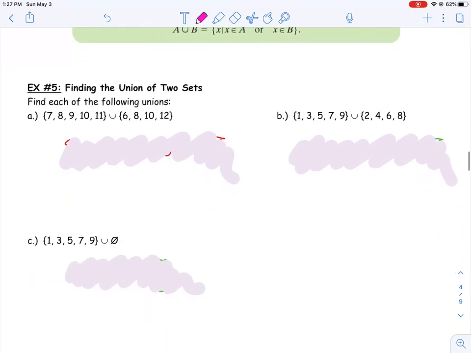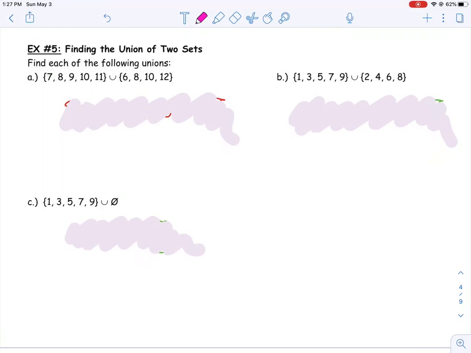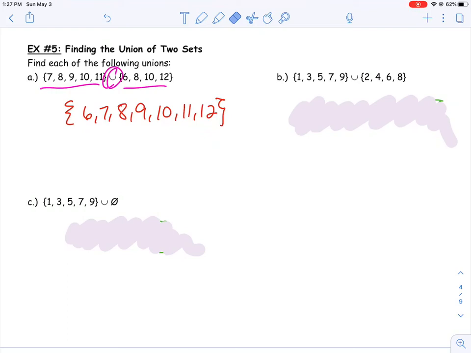Let's do an example of that. So example number 5 says find each of the following unions. We have a set that contains elements 7, 8, 9, 10, 11. We have the set that contains elements 6, 8, 10, and 12, and we want to find their union. That means we're going to bring everybody's stuff together. Who's in the first one or in the second one? We're going to bring all their stuff together and list out all the elements. 6, 7, 8, 9, 10, 11, 12.